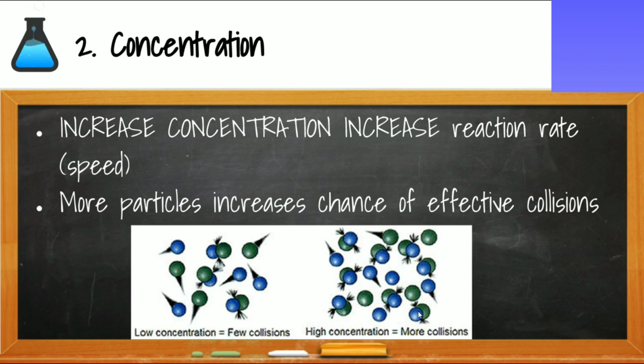Increasing the concentration of reactant particles increases the reaction rate. That is because when you have fewer particles, you will have fewer effective collisions. But when you have more particles, like in the image to the right, you can have more effective collisions, thus a faster reaction rate.